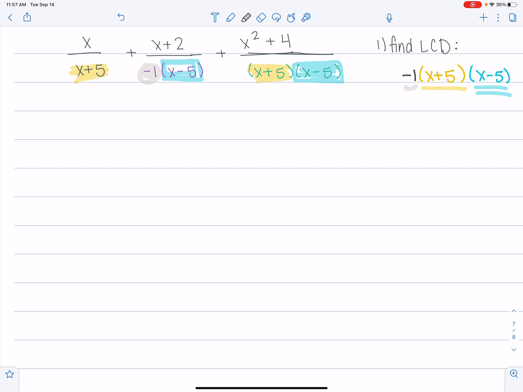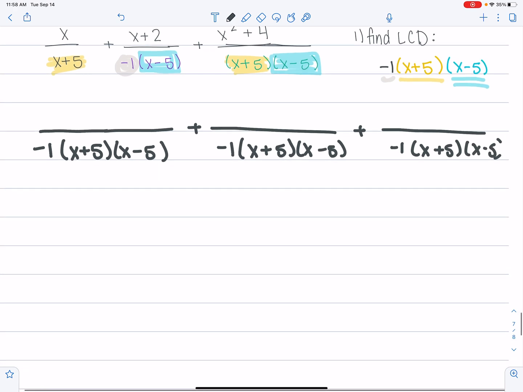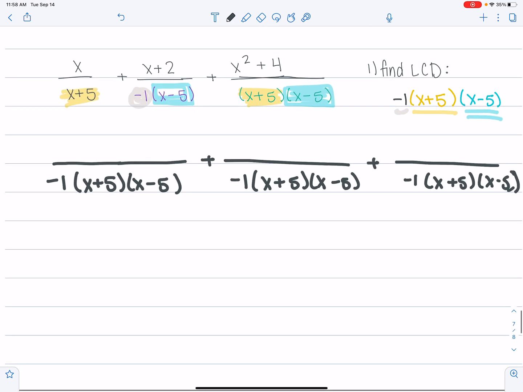So now I'm going to rewrite all of these fractions to have the LCD as the denominator. And so I want the first one to be negative 1, x plus 5, x minus 5. The second one to be negative 1, x plus 5, x minus 5. And then the last one to be negative 1, x plus 5, x minus 5. And so I need to multiply top and bottom by something to get all the denominators to match the LCD. So we're just going to take this one fraction at a time.